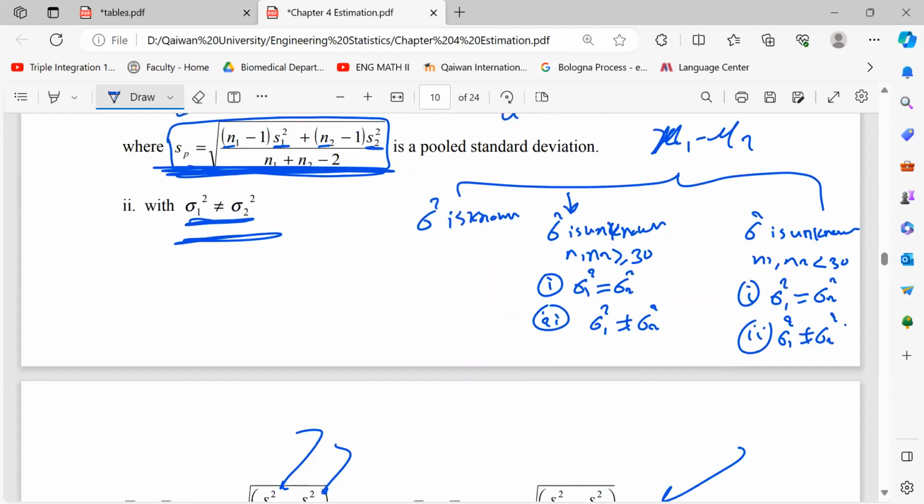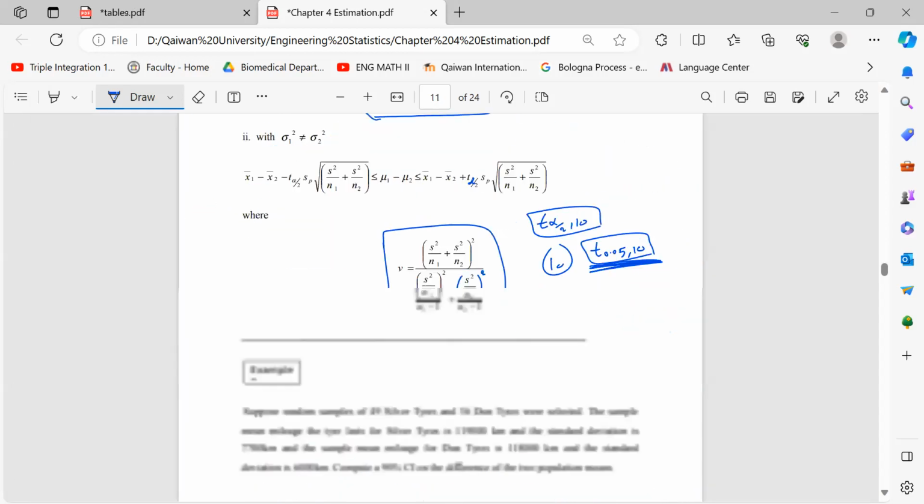Let me go here. If the variance is known, first we look at the sample sizes. Here we have 49 and 36. Both are greater than 30. In this case, we have 2 subcases. Which of them? Are the variances equal or not equal? The variances are not equal. One of them is 7,700 and the other one is 6,000. So the variances are different, and we use that rule.